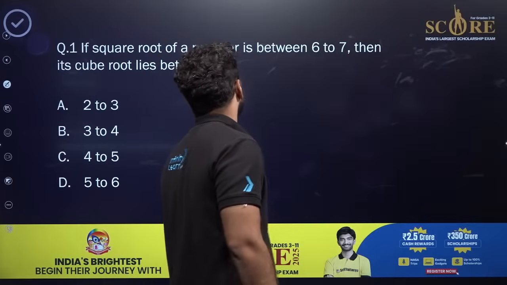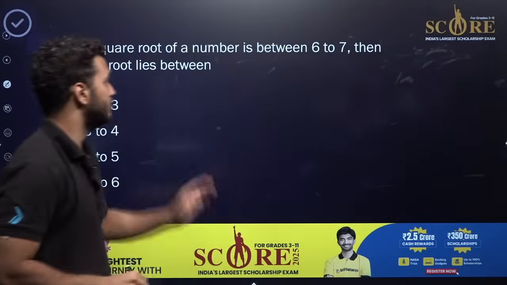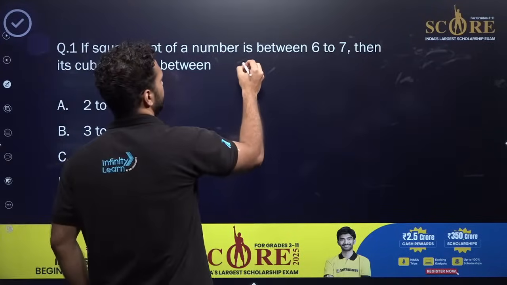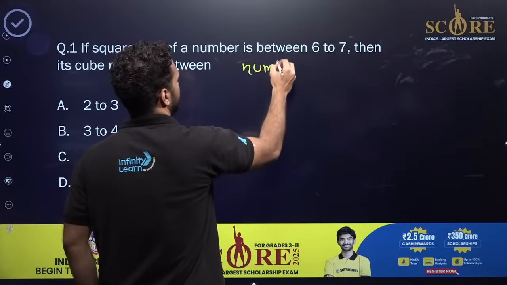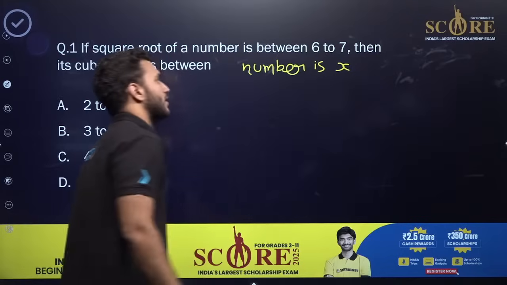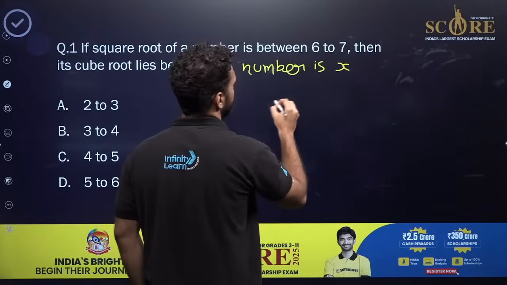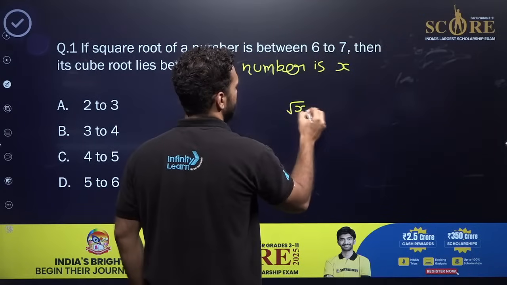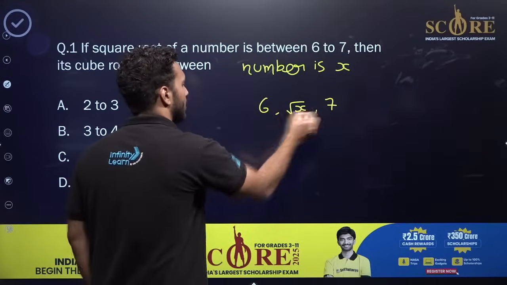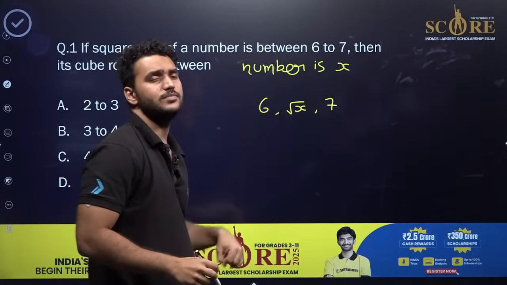If the square root of a number is between 6 to 7, so what is that number? Let's say that number is x. So the square root of that number lies between these two. Now can you decide where this number lies between?